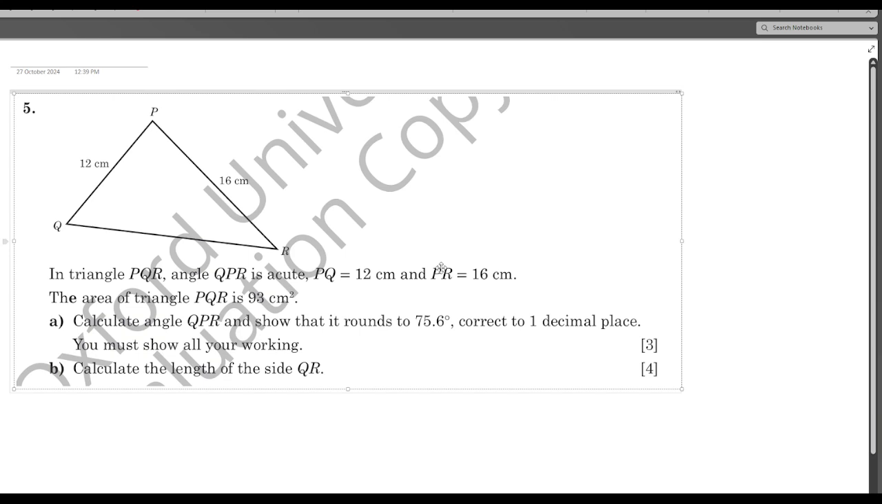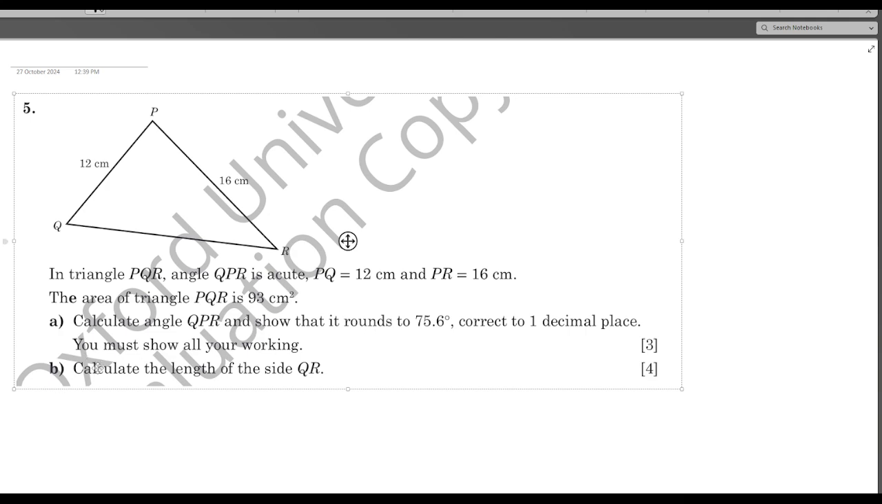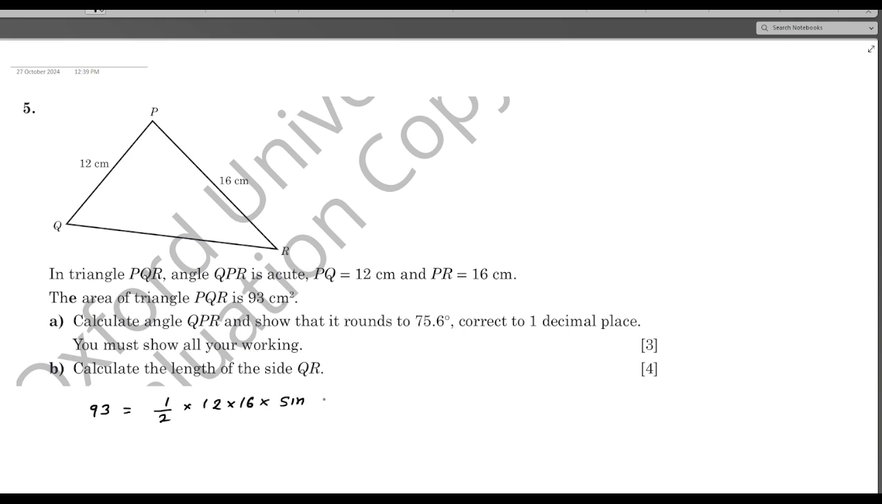Now, next question. In triangle PQR, angle QPR is acute. PQ is given 12, PR is given 16, area of the triangle is given 93. Calculate angle QPR and show that it rounds to 75.6. Now, quite simple question, because I know the formula for area. Your area, 93, is equal to half times 12 times 16 times sine of angle QPR.